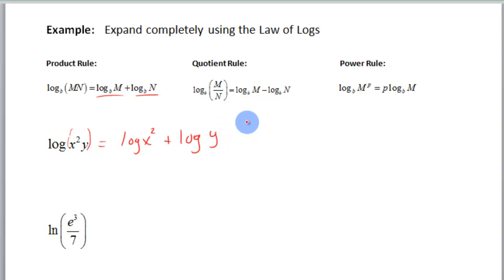Then the second rule: we see this little squared symbol on the x, so that's the power rule. If you have some value m raised to the p power, the p can come down in front to be a multiplier on the outside. Notice it has to be on the whole input. That's why I couldn't do the 2 first, because the 2 wasn't out here. If the 2 was out here, that would first have to come down and then split up.